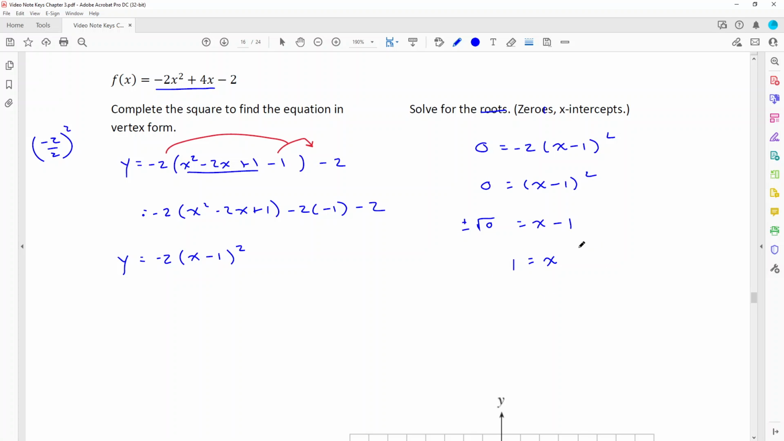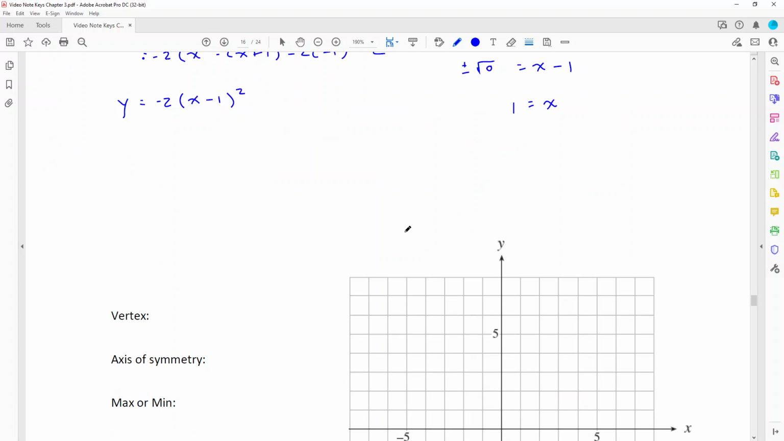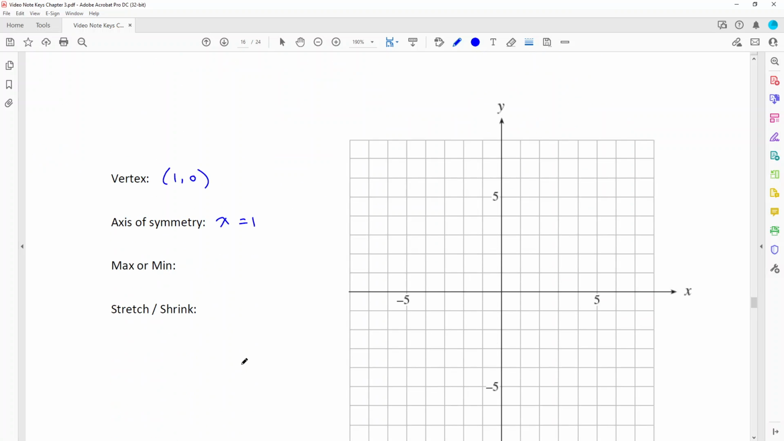So this is only going to have one x-intercept. And that kind of works because my vertex is an x-intercept. My vertex is 1, 0. When your vertex is on the x-axis, you only get one x-intercept, or 1, 0. My axis of symmetry is x equals 1. This graph is opening down, so it's going to be a max of 0. And it's going to be stretched, not shrunk, by a factor of 2.